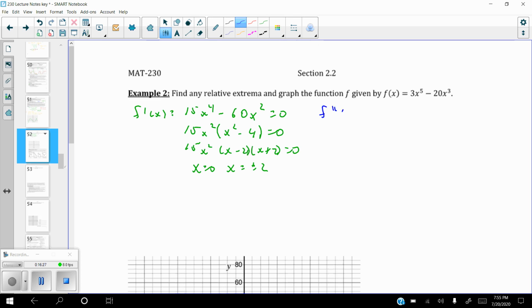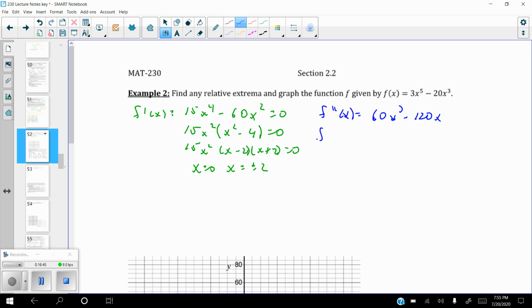Let's do the second derivative. Second derivative is going to be 60x cubed minus 120x. And what I need to do is plug in all of my critical values now to see if they are maxes or mins.